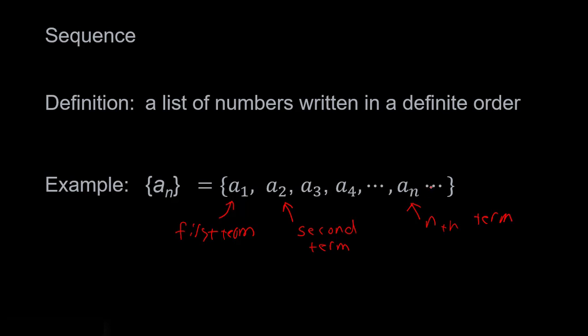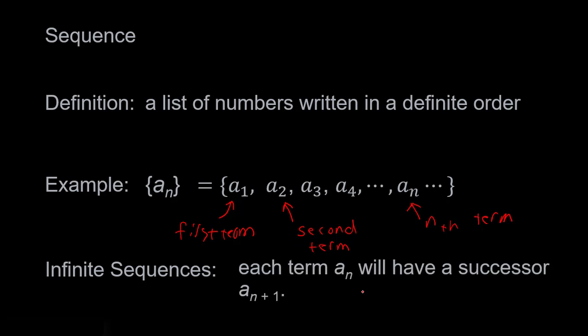And you'll notice we have a dot dot dot at the end here because the sequences that we're going to deal with don't really end. We're going to deal exclusively with infinite sequences. And infinite sequences basically mean that the sequence isn't going to have a final number. It's just going to keep going on and on. Another way to say that would be that each term a sub n will have a successor a sub n plus 1.